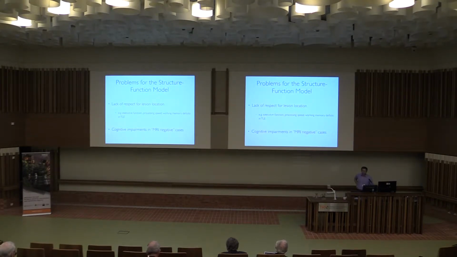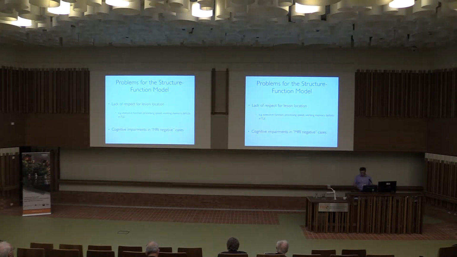Now, there are a number of problems with this structure-function model. While it's been successful in a number of cases, there are also a number of situations in which it's inadequate. One of these is that the model cannot explain the range of impairments observed in focal epilepsy. This can be characterized as a lack of respect for lesion location. For instance, in TLE, temporal lobe epilepsy, deficits are commonly observed in domains such as executive functioning, processing speed, and working memory. These are functions that are usually thought of as being supported by regions outside of the temporal lobe.